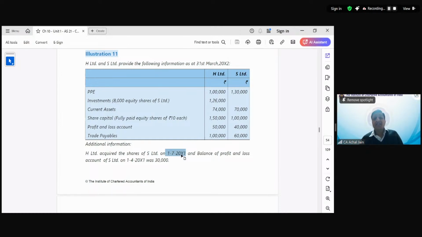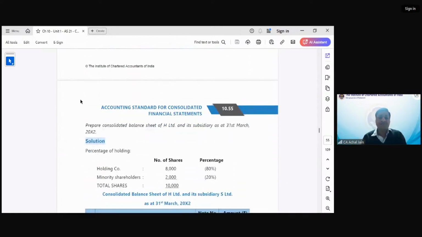So that means on the date of acquisition, we do not have any information about net assets of the subsidiary. If we do not have that information, how do we calculate goodwill or capital reserve? Yes or no? So that's the first problem that we have in hand. We'll have to deal with that. All right, so now moving further.